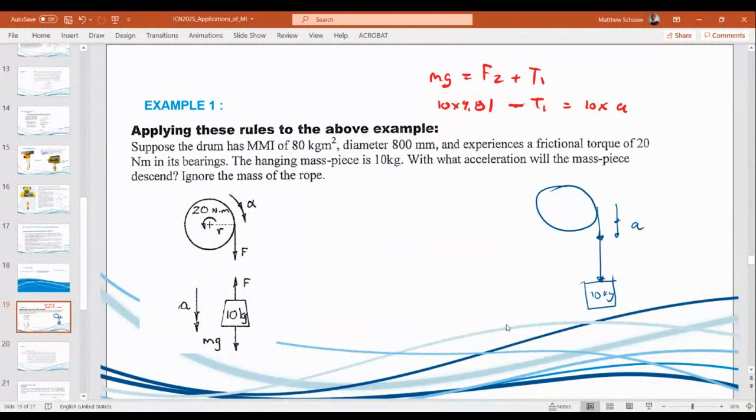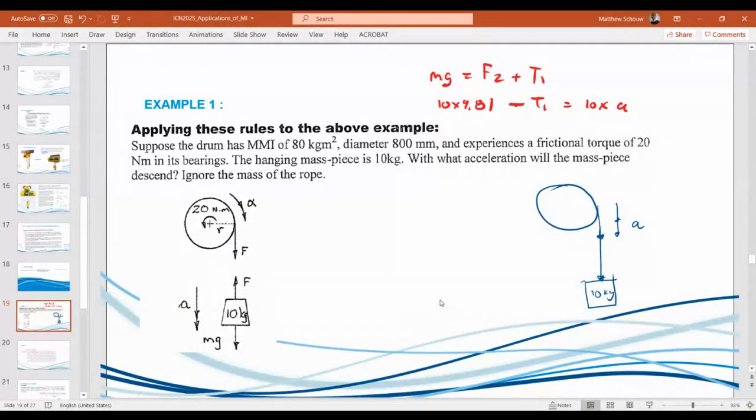Now, like I mentioned in the previous slide, we have to go to the second part and look at the so-called drum over here. The drum is turning this way, obviously, so the angular acceleration is going that way. We've got a frictional torque, I'll call it TF, plus our inertial torque TZ, plus this torque over here due to T1, right?